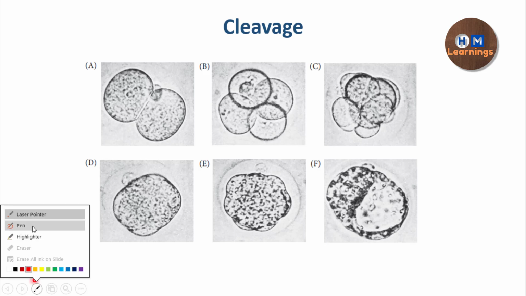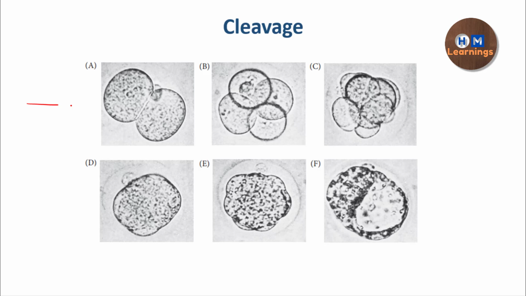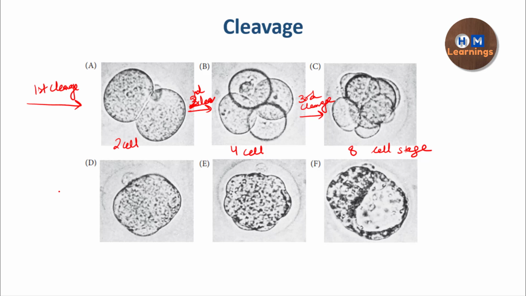In the video of fertilization, we have seen that fertilization ultimately leads to the first cleavage, and this first cleavage forms the 2-cell stage. So you can see there are 2 cells here. Then there will be the second cleavage, in which from the 2-cell stage it will form the 4-cell stage. So you can see 4 cells here. Then it will undergo the third cleavage, which is a comparatively rapid cleavage, and it will form an 8-cell stage. Then it will undergo a process called compaction that will be discussed in the next slide.